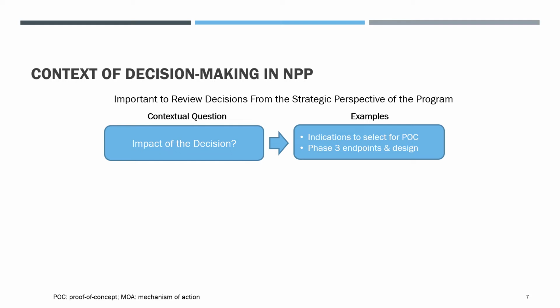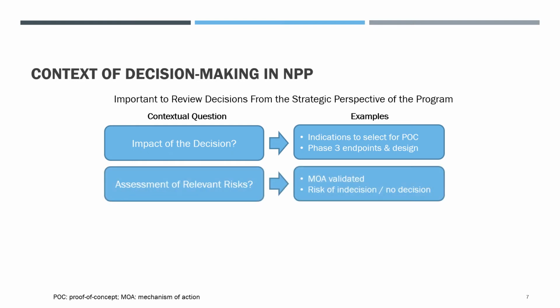Asking about the relative impact of the decision can be helpful. The examples shown here may have different impacts to the organization. It is also helpful to consider the assessment of the relative risks. For example, has the mechanism of action been validated? There is also the risk of not making a decision, especially in rapidly evolving therapeutic areas.